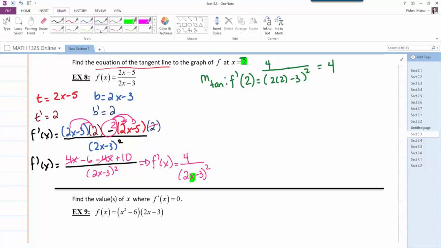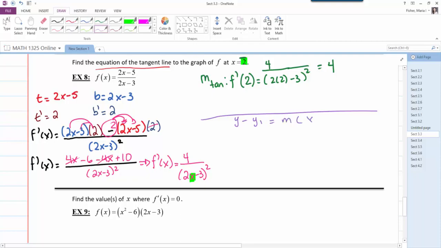Then I need the ordered pair, right? Because again, we're going to be placing this into point slope form, and point slope form is that y minus y1 is equal to m times x minus x1. I know what my x1 is, it's given as 2. I know what my slope is, I just found it, it's 4. So the only thing I'm missing is my y1. So I need the y value of the point.